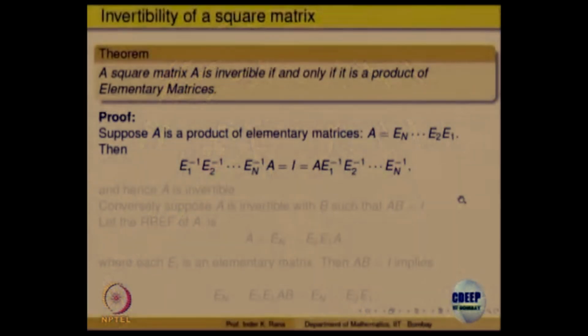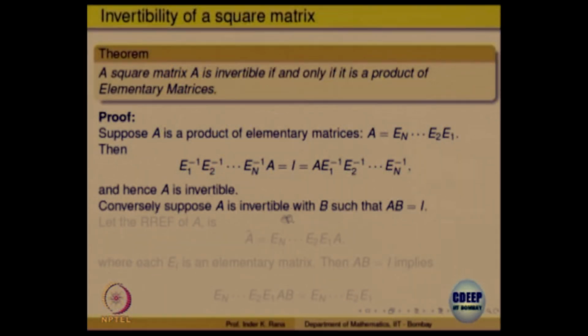Let us look at the other way around. What is the other way around? Conversely, suppose A is invertible. What we want to prove is that A is a product of elementary matrices. What is the definition of invertibility? It says A is invertible if there is a matrix B so that A into B is equal to B into A equal to identity.